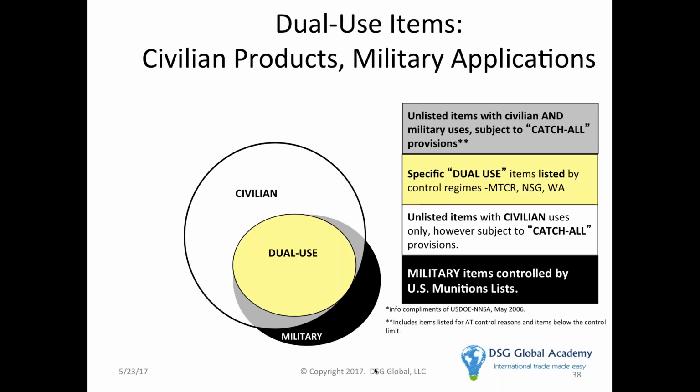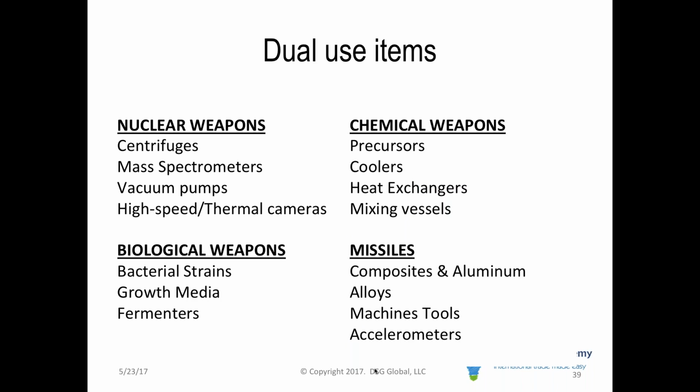Like I told you before, military items are a small percentage of all exports, and civilian use is a larger chunk of all exports. But dual use, in yellow, is the category of items that the government is interested in controlling, because it's for civilian use. You could buy it anywhere, but it could also be used for a wrong purpose.